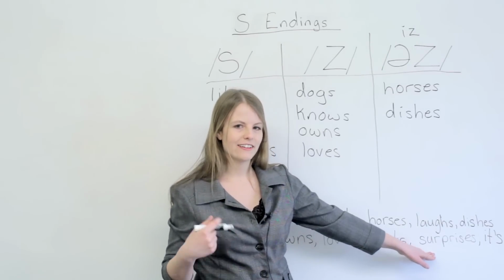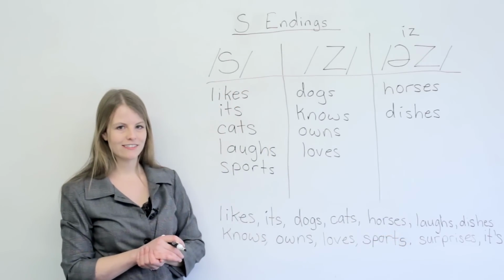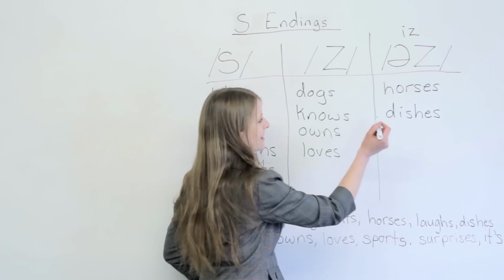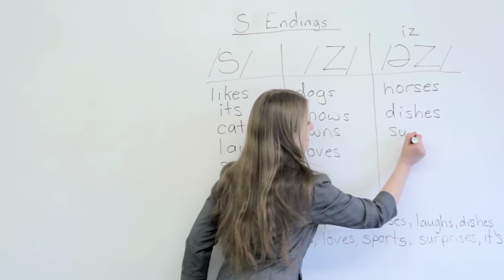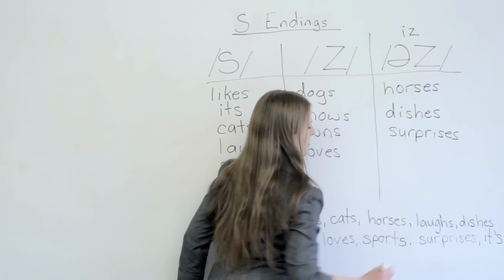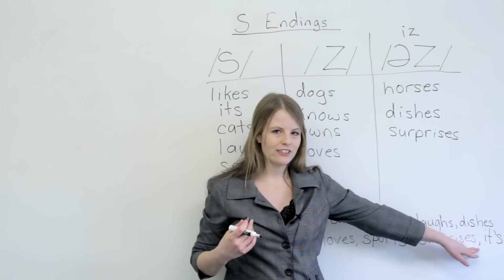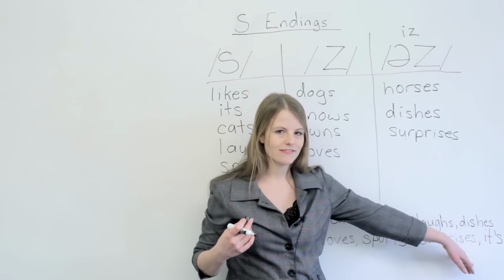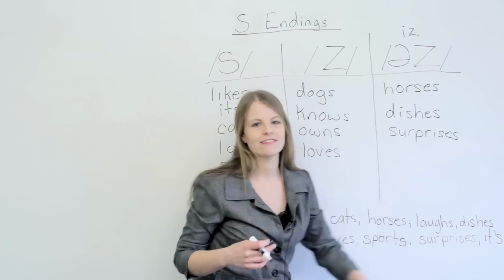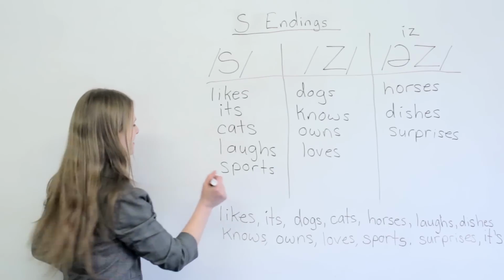Surprises. Surprises. Which one do you think? So it's like horses and dishes, surprises. And finally, our example of a contraction, its. Its. So just like a snake, it's a S sound, its.